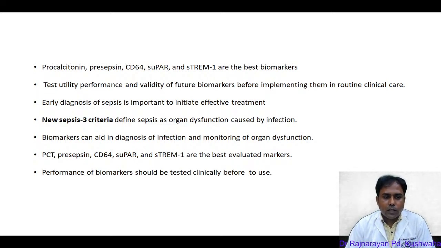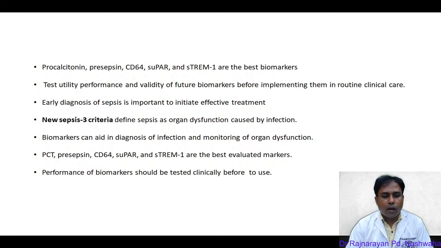Early diagnosis of sepsis is important to initiate effective treatment. Then came the new Sepsis-3 criteria, modifying the earlier criteria, and it defines sepsis as organ dysfunction caused by infection. Biomarkers can aid in diagnosis of infection and monitoring of organ dysfunction, meaning how the organs in the patient's body are working after sepsis. PCT, presepsin, CD64, suPAR, and sTREM are the best evaluated markers.